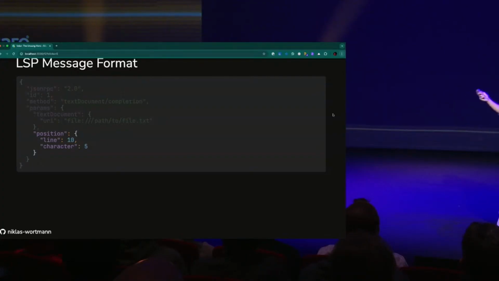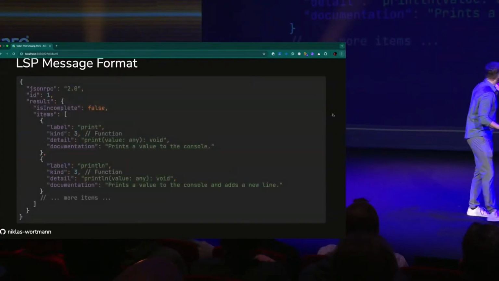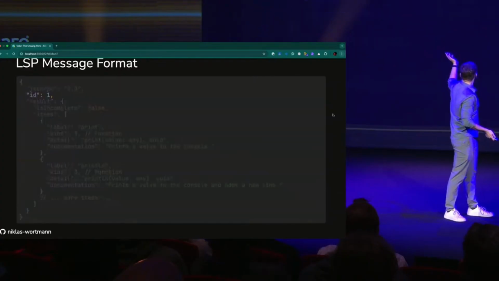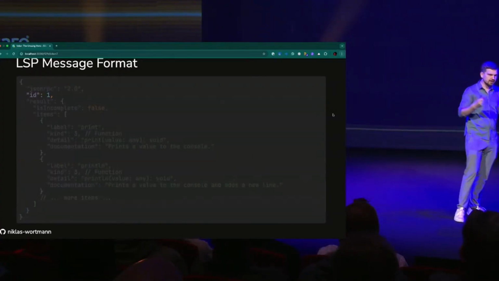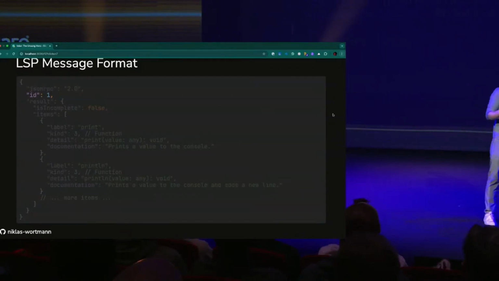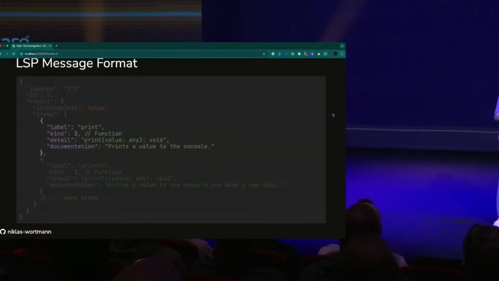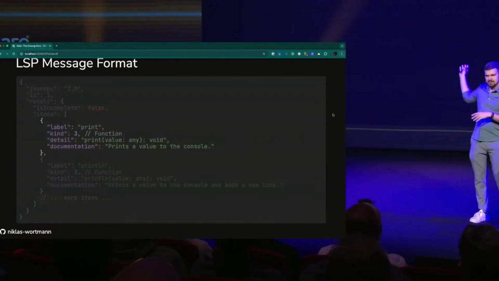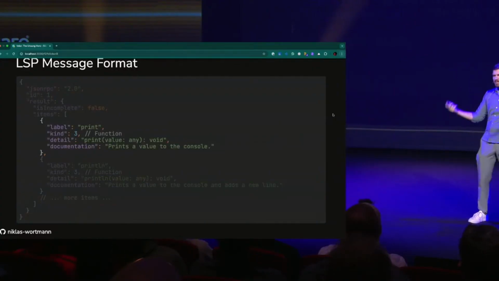suggestions. The response would then look kind of like this. You have the ID again. Again, the client can say, oh, this is the one that I'm waiting for. Or there's even a cancellation mechanism. If you have already typed in more characters in the meantime, it can toss those requests. And then there are the completion suggestions with fancy documentation, all the things that you might be looking for. So fairly straightforward.